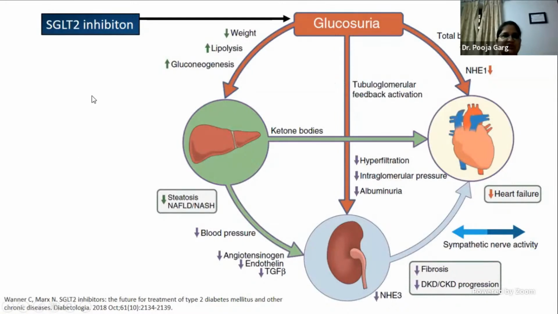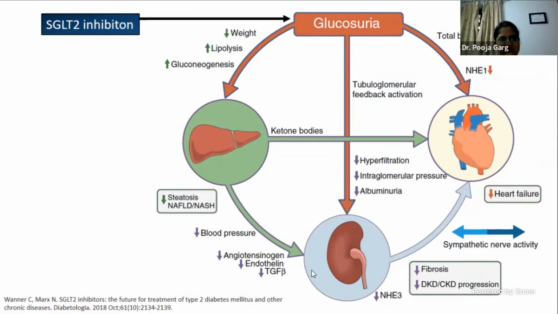Now, what does SGLT2 inhibition do? Obviously, when there is inhibition of this reabsorption of glucose, glycosuria occurs. So what will this glycosuria lead to? It will lead to a decrement in weight, an increase in lipolysis, and an increase in gluconeogenesis. There occurs decreased steatosis at the level of the liver, thereby causing advantages in patients who already have non-alcoholic fatty liver disease or NASH. There occurs osmotic diuresis, so there occurs a decrease in blood pressure.